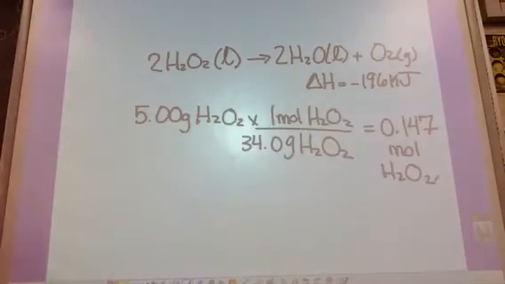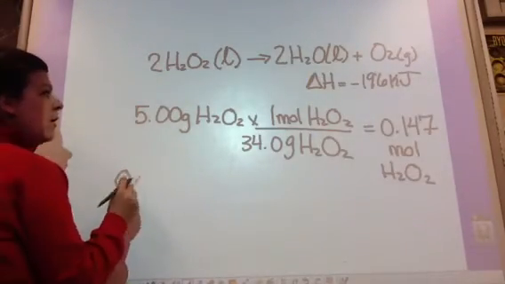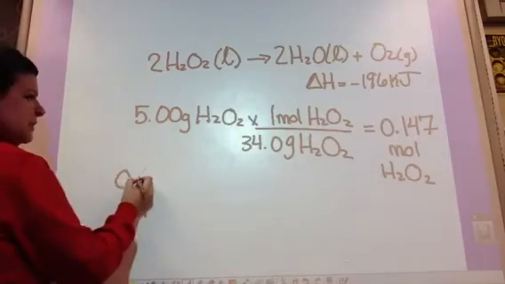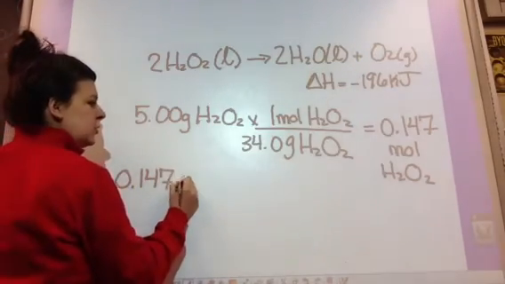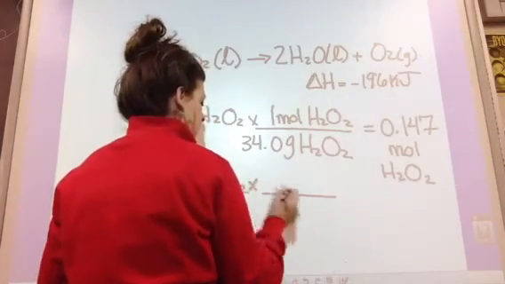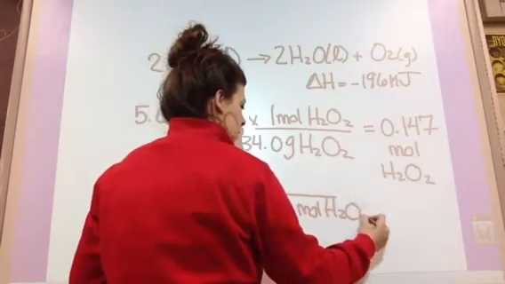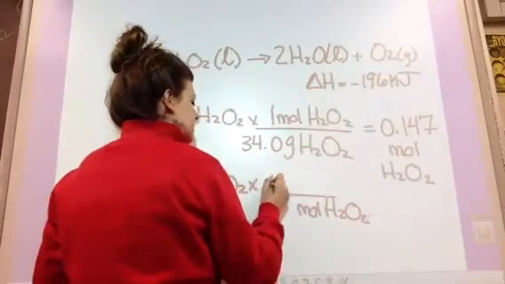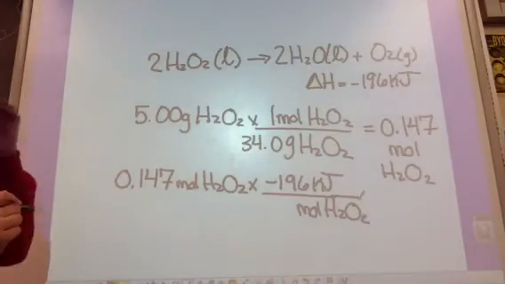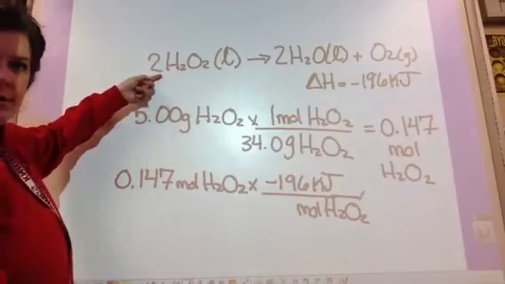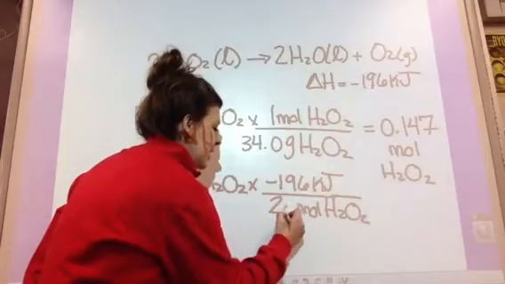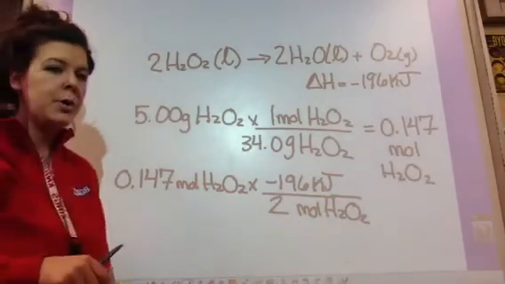of H2O2. Okay, so now I know my moles, and now I can compare how many moles I have in the reaction with my delta H. So I had 0.147 moles of H2O2, and I know that there's negative 196 kilojoules of energy that will be released in this reaction for every how many moles of hydrogen peroxide. How many moles do I have in this reaction? There are 2. So I have to write for every 2 moles. So coefficients are super important here.